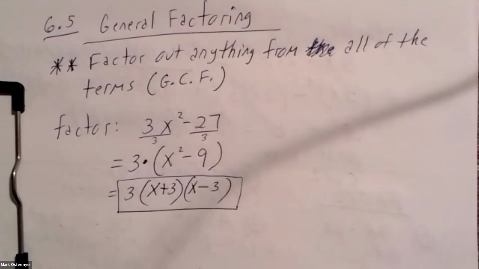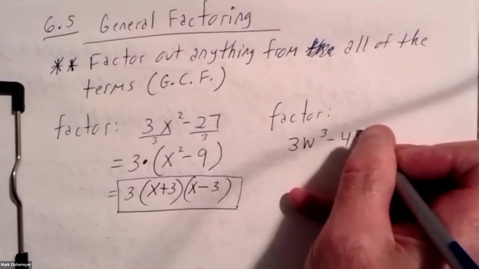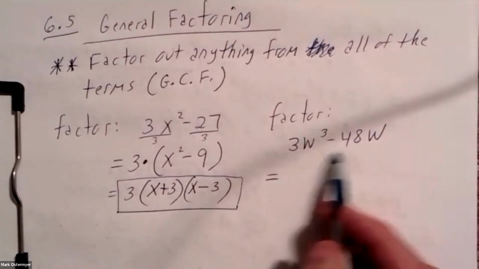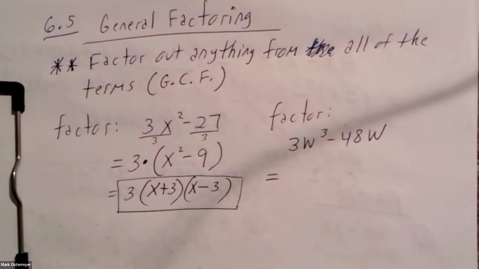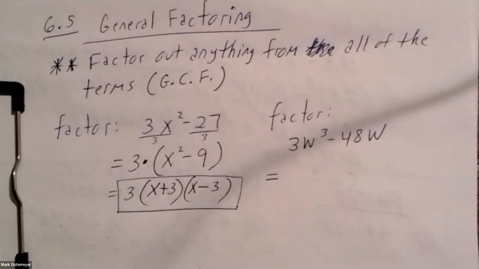That makes sense? Yes. Factor this one. Let's try to factor 3w cubed minus 48w. Help me factor this polynomial. What's the first question we should always ask ourselves? Factoring toolbox, what did it say? First question, always ask yourself, can we factor anything out of all the terms first? Can we? What can I factor out of both these terms? A 3 and also a what?